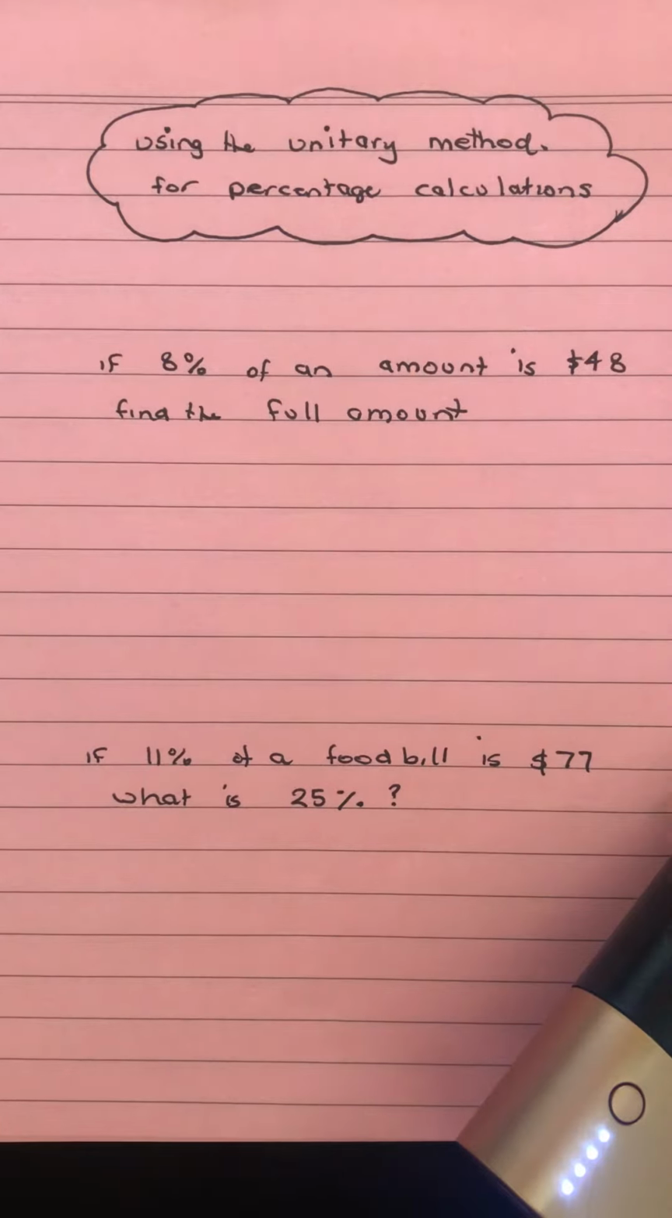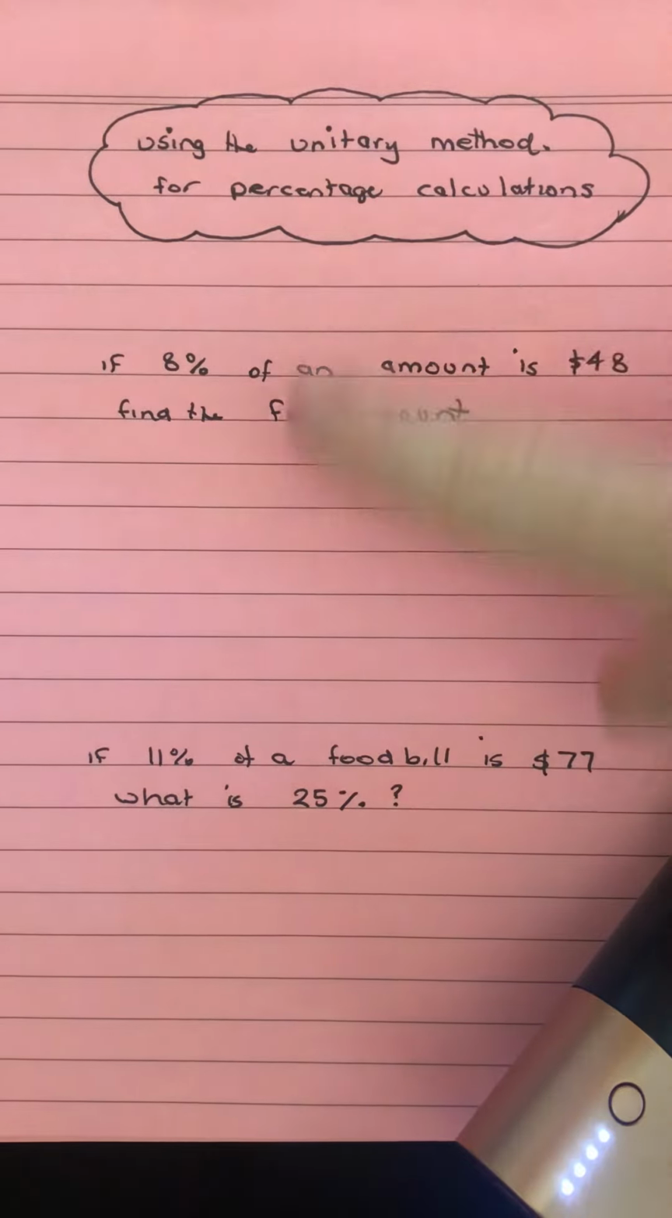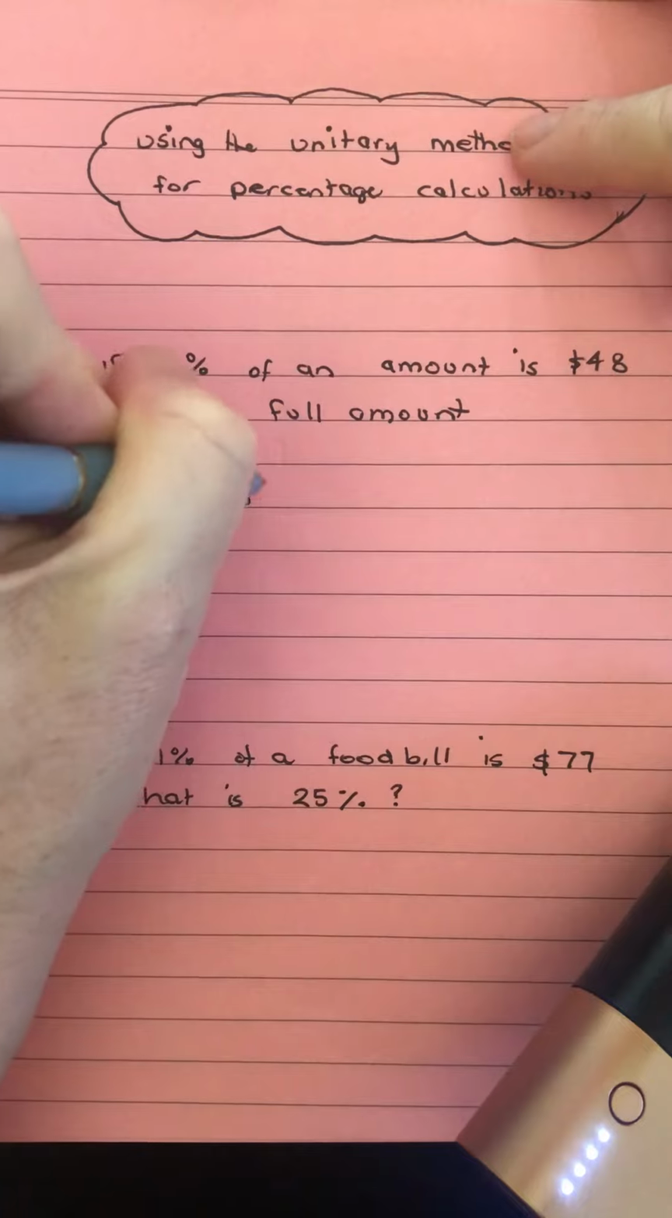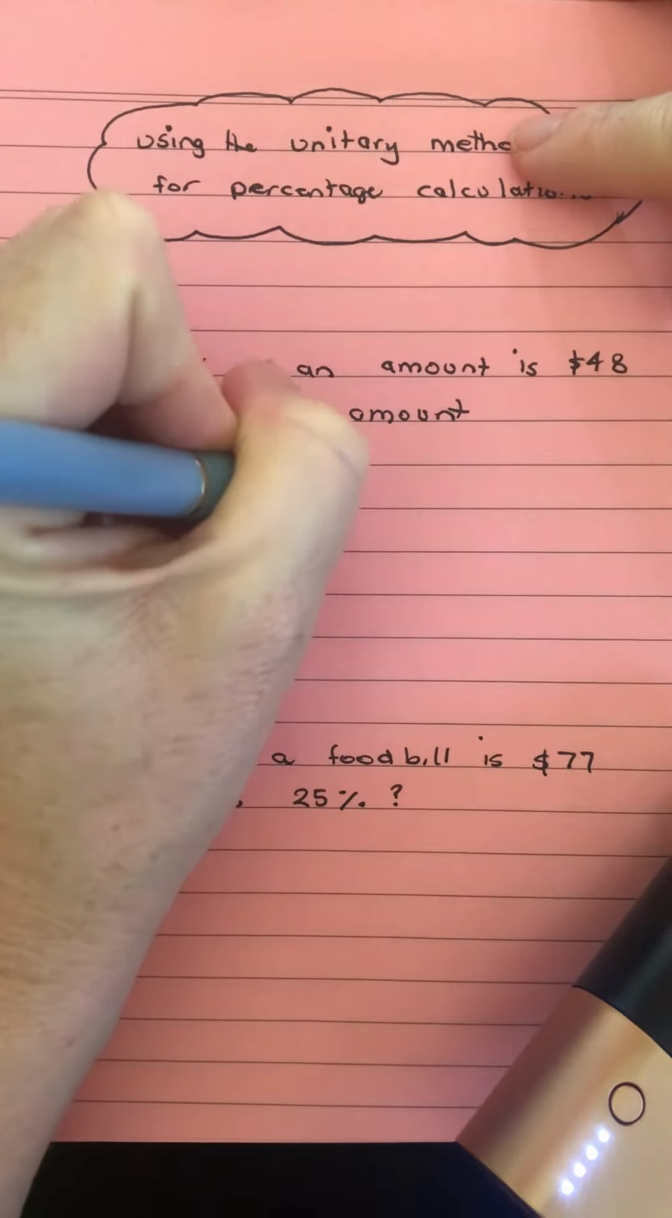In this video I'm having a look at what we call the unitary method for percentage calculations. Now when you hear the unitary method, that's where you're finding out what 1% is and using that to find out whatever the question was. So in this case we've got 88% of an amount is $48.